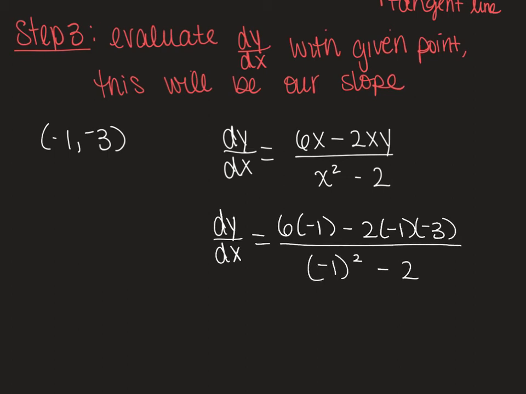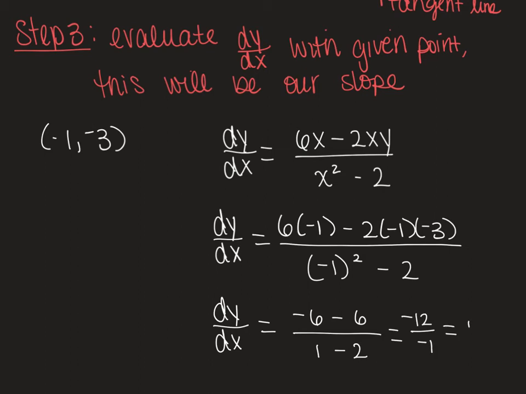squared minus 2. Simplifying little bits at a time, we end up with -6 minus 6 all over 1 minus 2, which is -12 over -1, and we get 12. So we have our slope. It's right here. Our slope is 12, we have a point, so that's going to be our step 4, to use point slope form.